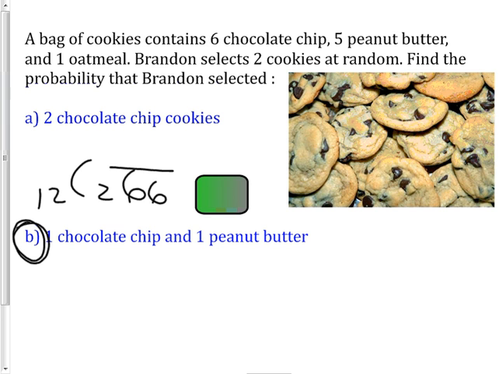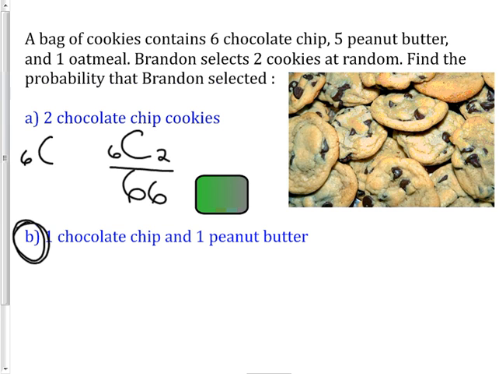And they're just wanting chocolate chip cookies. They don't want to pick any other kind. So you narrow it down to only the chocolate chip cookies. And how many chocolate chip cookies are there? There's 6 chocolate chip cookies. And I want to get how many of them? So you go 6 choose 2 over 66.